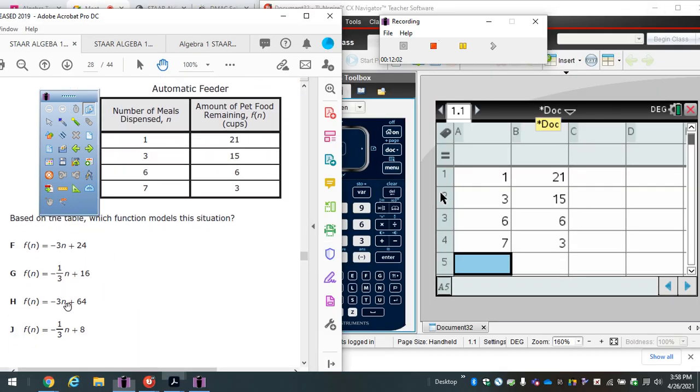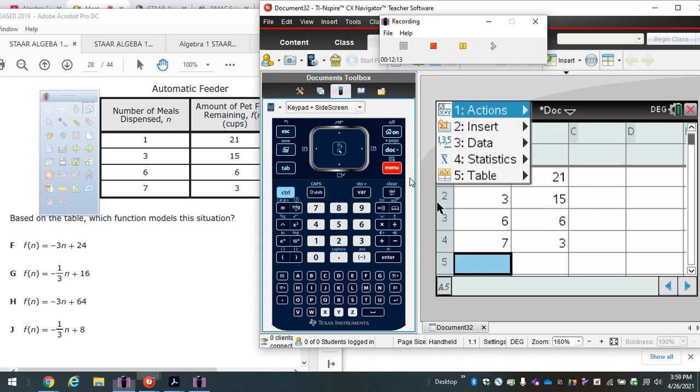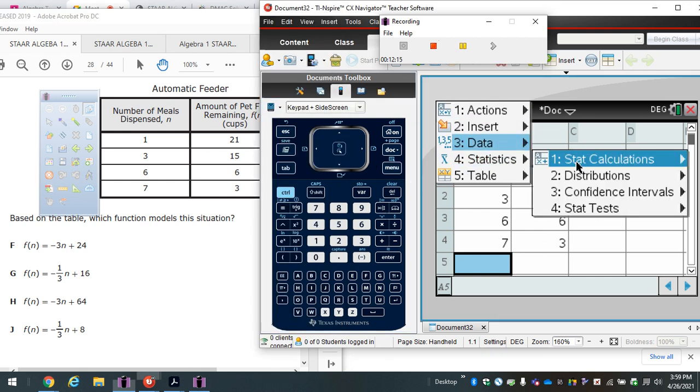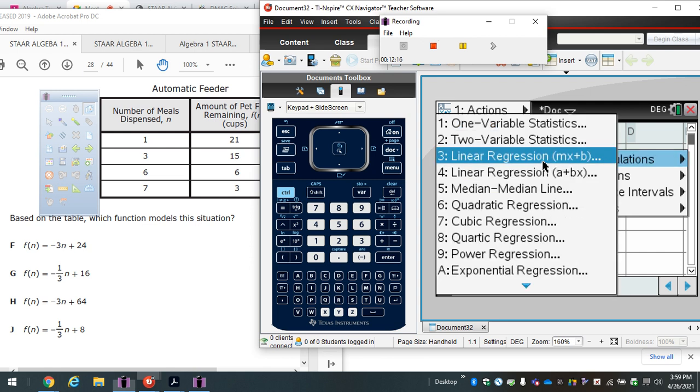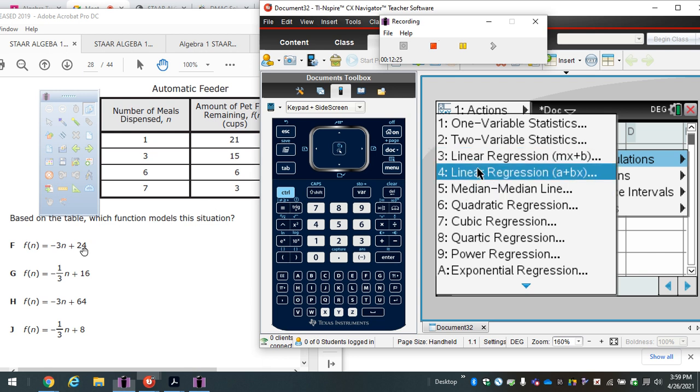Menu 413. I'm going to come here. I input the numbers already: 1, 3, 6, 7, 1, 3, 6, 7, 21, 15, 63. If I come out here and I go to menu 4, 1, look at 3. What's 3? It says mx plus b. What do these look like? Do these look like mx plus b?